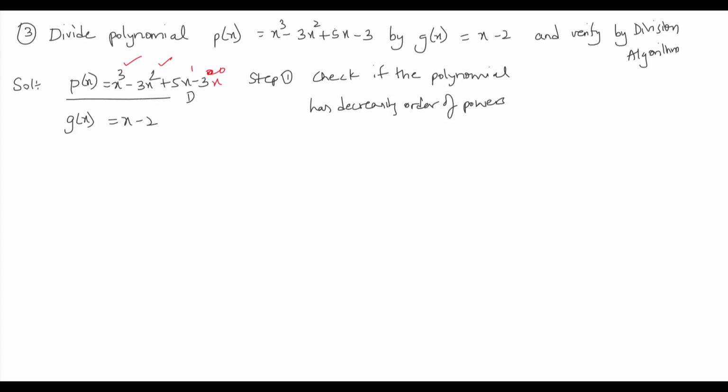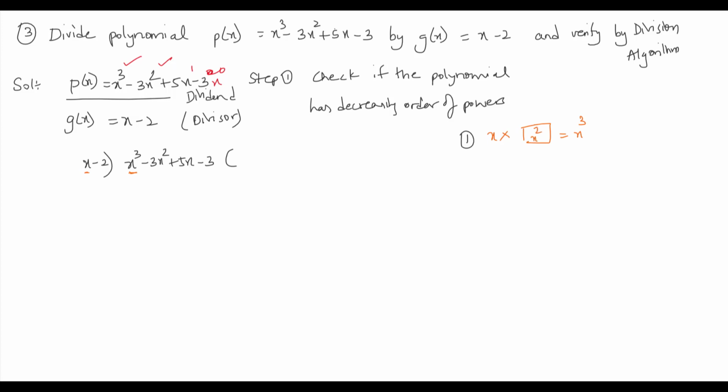P of x here is our dividend and g of x is our divisor. The divisor x minus 2 should be taken outside, and x cube minus 3x square plus 5x minus 3 should be taken inside. Now we will solve using the long division method. First step is to compare x and x cube: what should be multiplied to x so that we will get x cube? Generally it is x square.